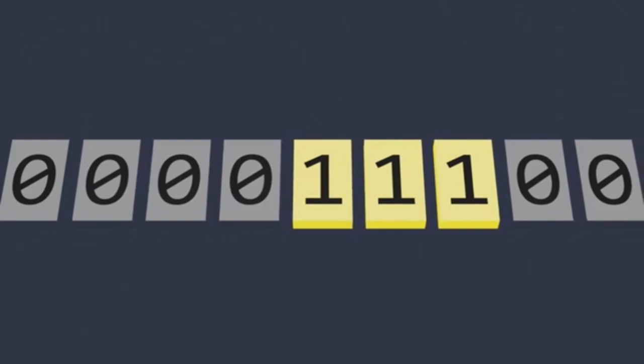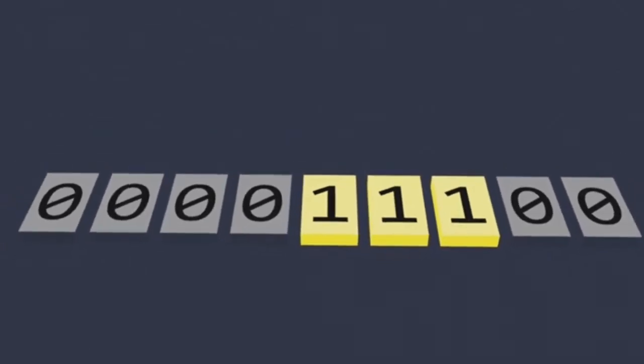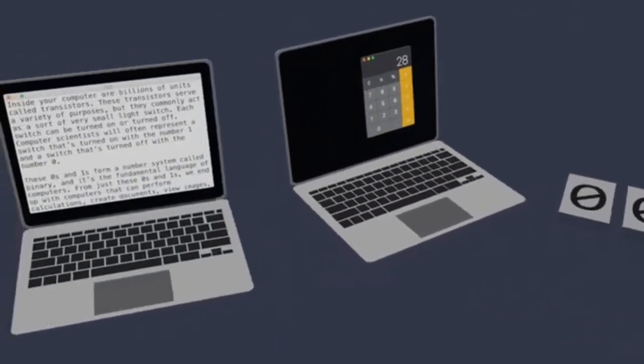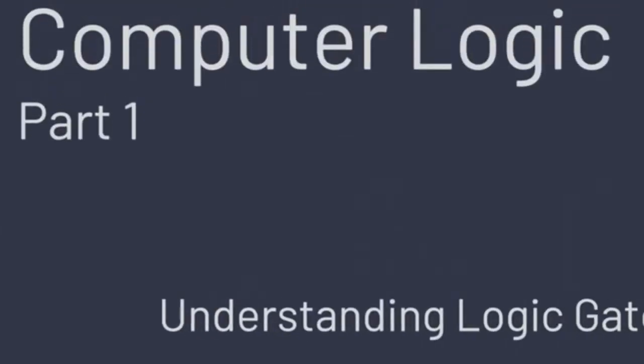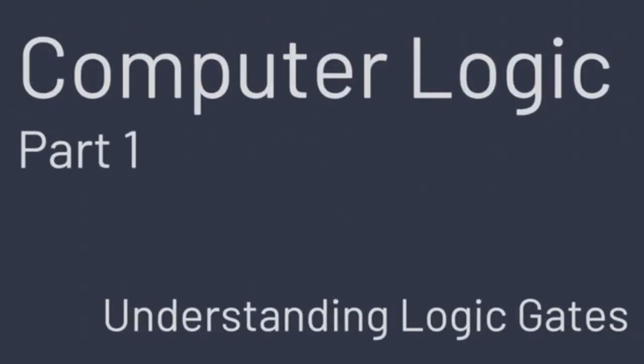These zeros and ones form a number system called binary, and it's the fundamental language of computers. From just these zeros and ones, we end up with computers that can perform calculations, create documents, view images, browse the web, and more. How does that happen? In this series, we'll explore the foundations of computer logic, starting from the fundamentals and building our way to more and more sophisticated systems.